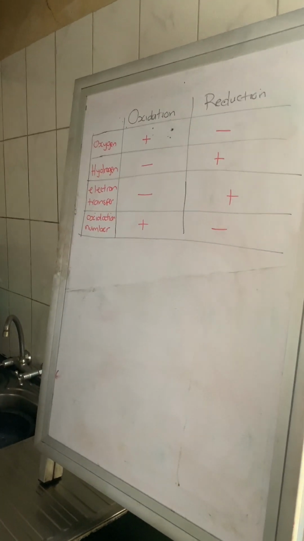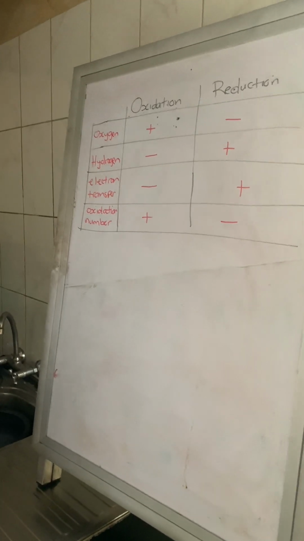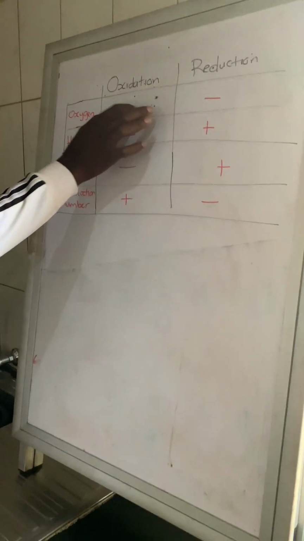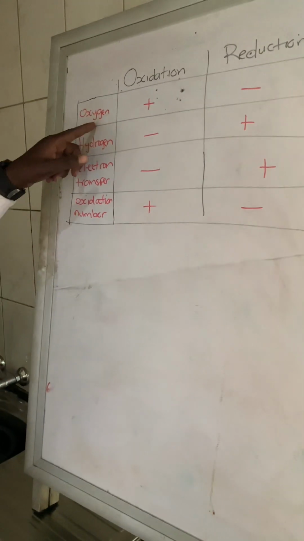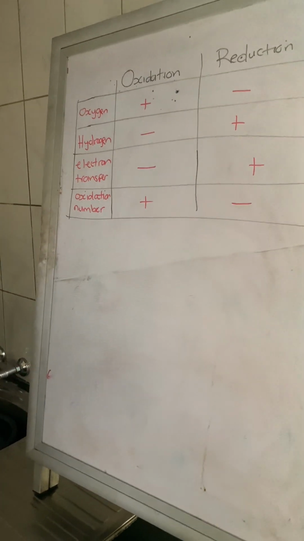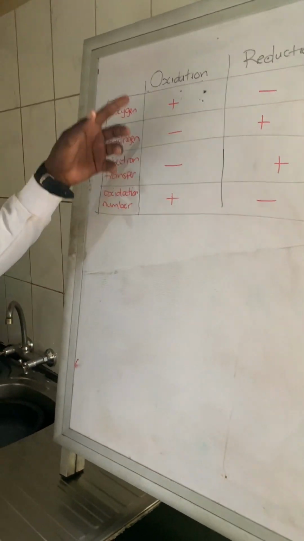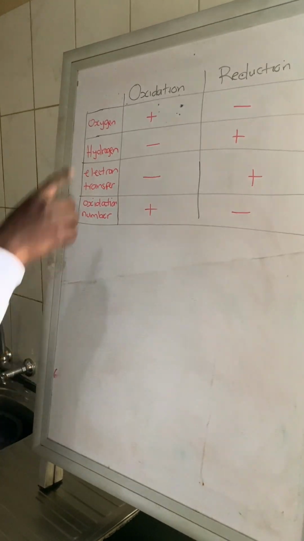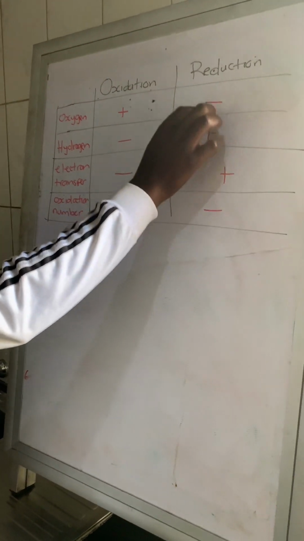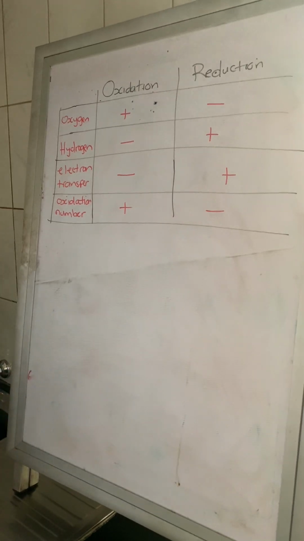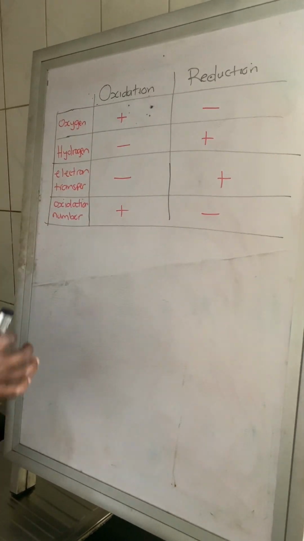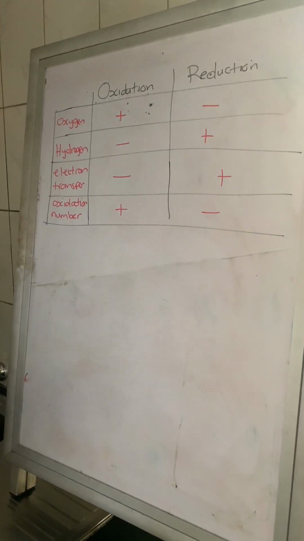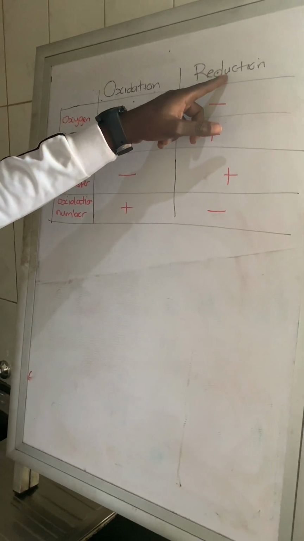Oxidation is the addition of oxygen to a substance. This positive sign here means addition. So if oxygen is added to any substance, we say that oxidation has occurred. However, if oxygen is removed, this negative sign represents removal of oxygen. If oxygen is removed from a substance, we call that reduction.